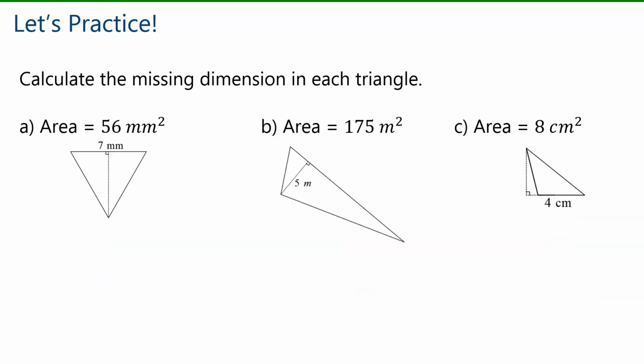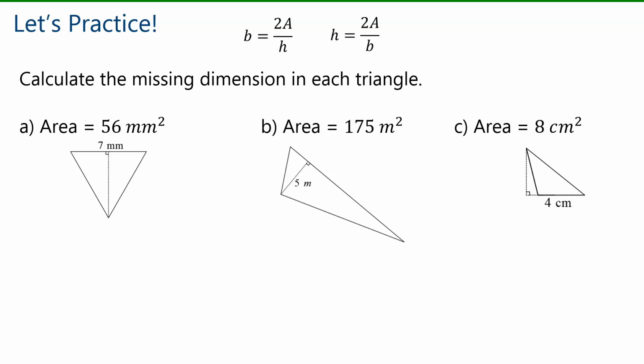So now let's go backwards. We're looking for a missing dimension, and we're given the area. So if you're looking for the base, you can double the area, multiply it by 2, and then divide by the height. Or if you're looking for the height, you can double the area and divide by the base. So no matter what dimension you're looking for, you can always multiply the area by 2 and then divide by the dimension that you're given.